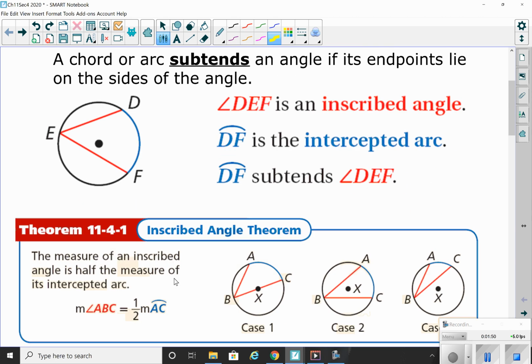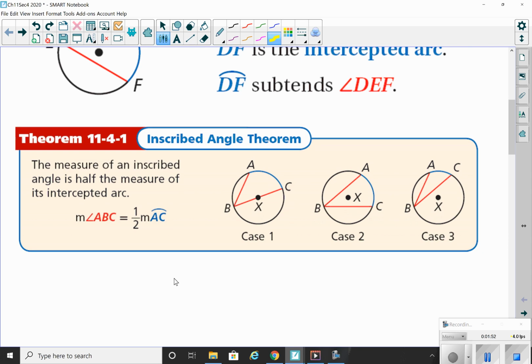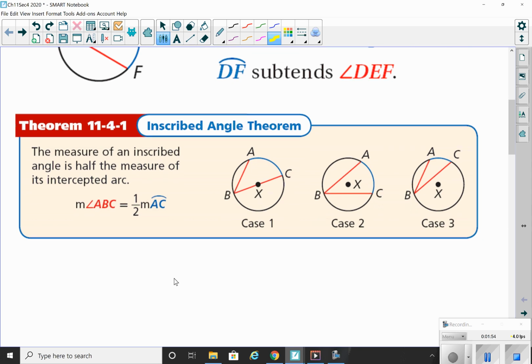So our first theorem is called the inscribed angle theorem. The measure of an inscribed angle is half the measure of its intercepted arc. In each of these examples here, we have three different cases, 1, 2, and 3. The angle ABC is an inscribed angle.